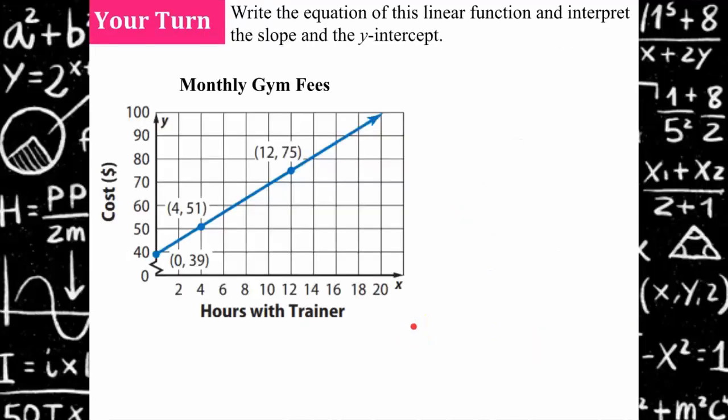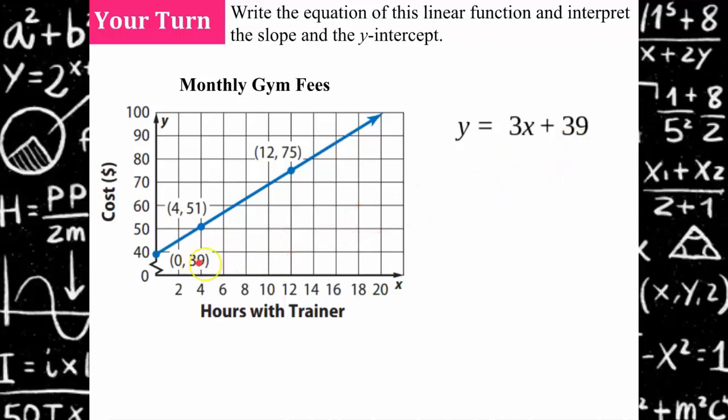Okay, your turn. I would like you to write the equation of this linear function, interpret the slope and the y-intercept. Please pause this video and come back and hit play when you're ready to check your work. Welcome back. Now I can tell that I'm talking about a monthly gym fee, and it's going to be cost per hour with a trainer. So hopefully you came up with this equation.